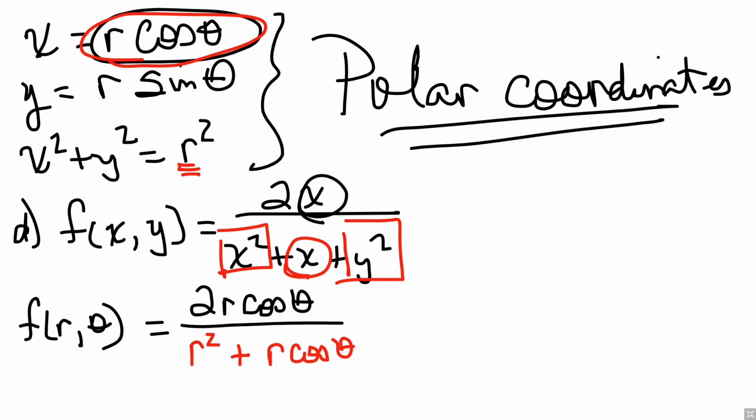Okay, so if I take a look at this, my issue here is that I've got the cosine theta in here. So what I'm going to do in this case is let r equal k times cosine of theta. Okay, so what I'm going to do with that is rewrite this function and get rid of the r's.